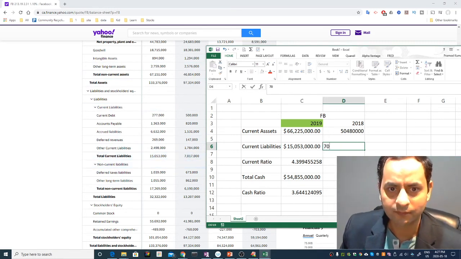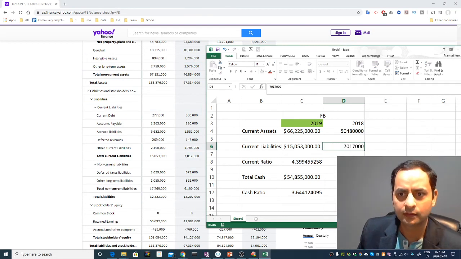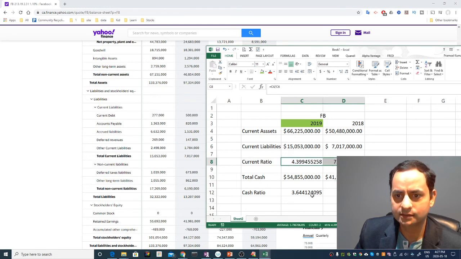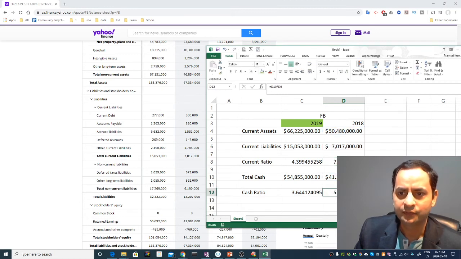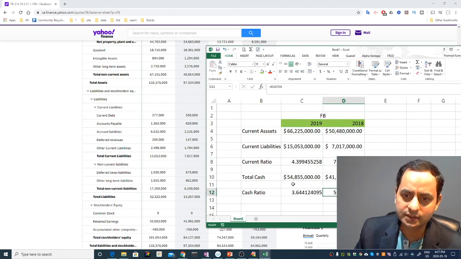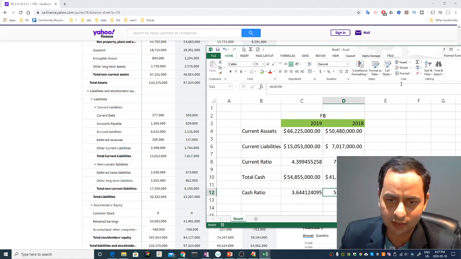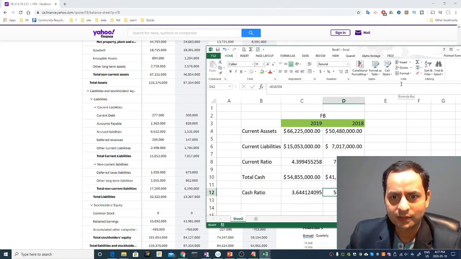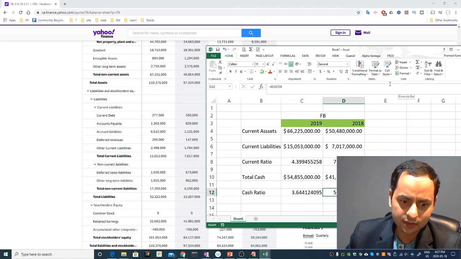So this is 7017, and if I drag this, you see the same. Now you have noticed that even in 2018 my ratio was better than 2015. This year Facebook is not keeping that much cash or current liquid assets. But compared to any other company in the market, 4 times is still way good.